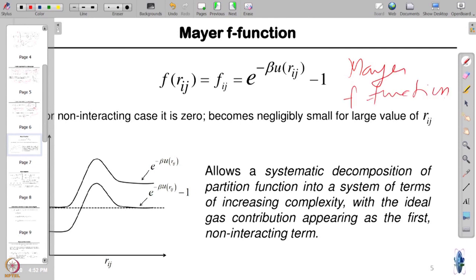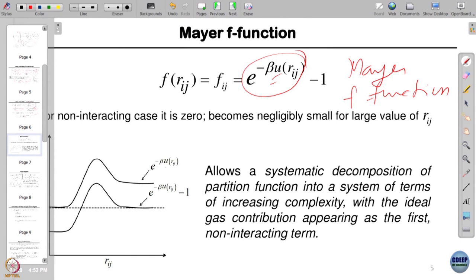He said, okay, let me write the following way. I write f_ij = e^(-βu_ij) - 1. I take out the minus 1 part, so that now as r_ij, the separation between two molecules, becomes very large, βu(r_ij) goes to 0. So this quantity goes to 1, and then this quantity goes to 0, f(r_ij) goes to 0. So this is embodied here.